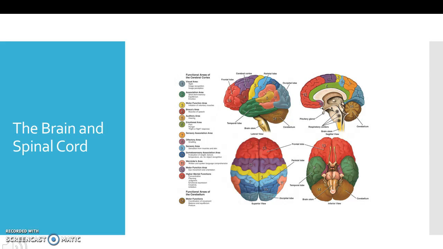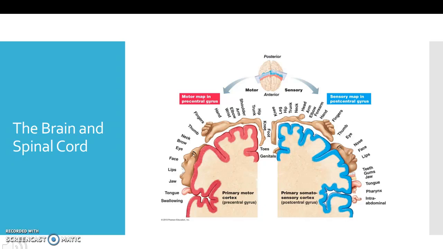Take a minute to look at the picture of the brain and how it is divided into different sections, and how each section correlates with some function of the body. This slide shows the precentral gyrus as well as the postcentral gyrus. They are very important structures involved in executing voluntary motor movements as well as our senses.